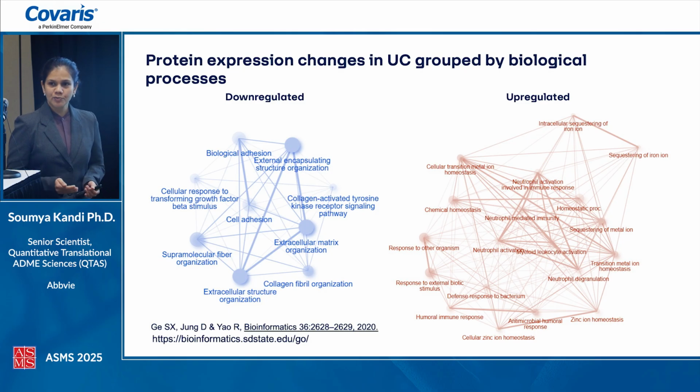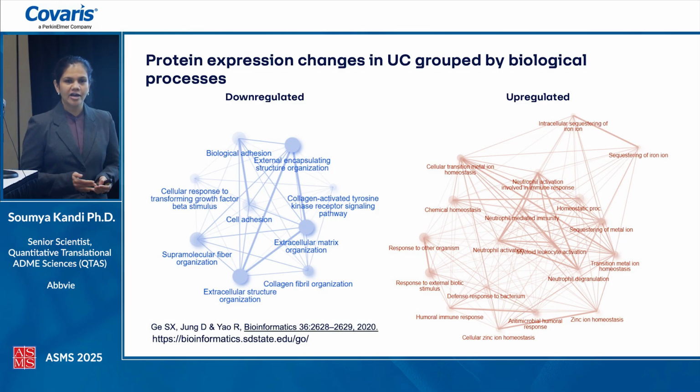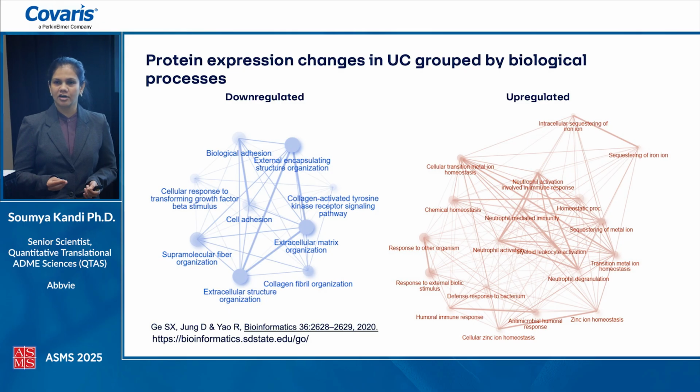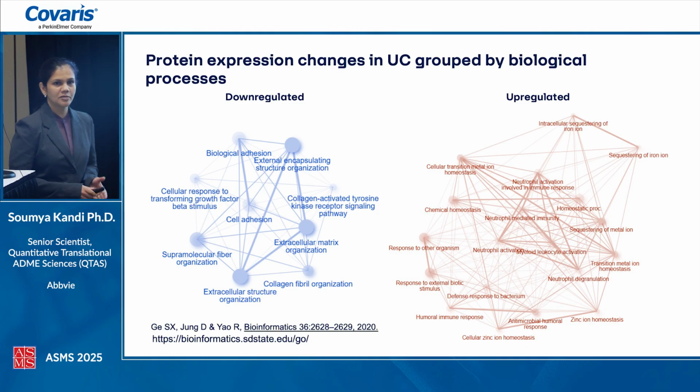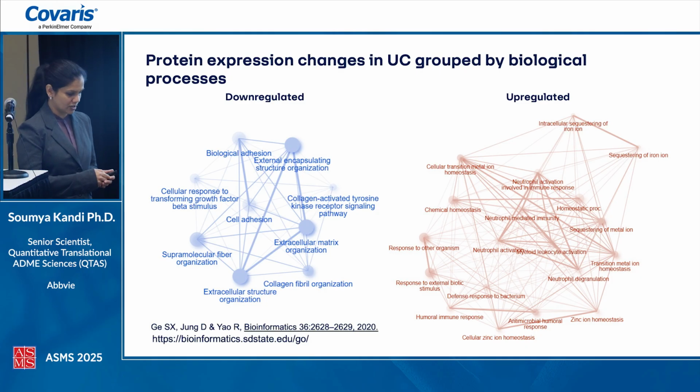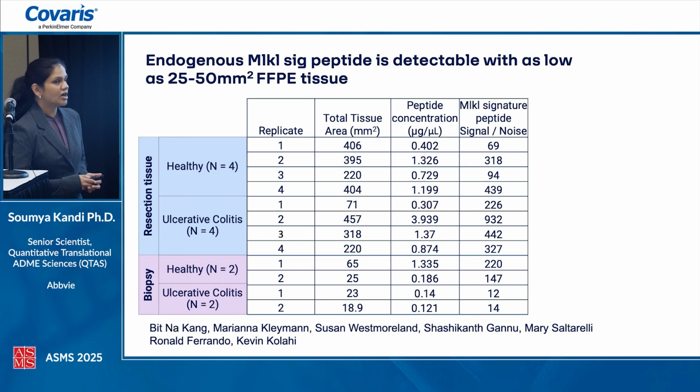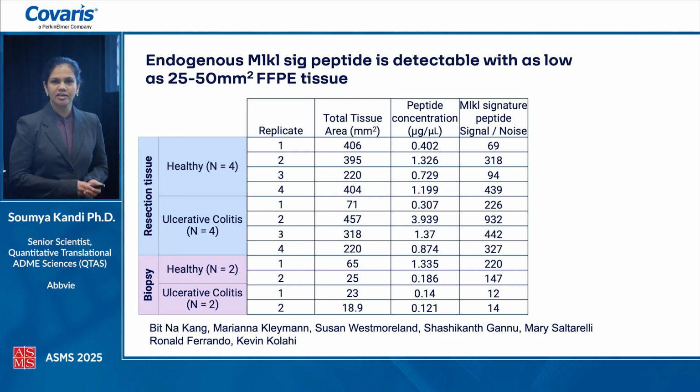And those that are expected to be higher in expression, those that are associated with immunity, are upregulated. And ulcerative colitis is an autoimmune disease. So we are seeing that the data is making sense on the proteomic side. From the targeted protein quant, we are seeing that there is MLKL signature peptide detection from all of these samples.